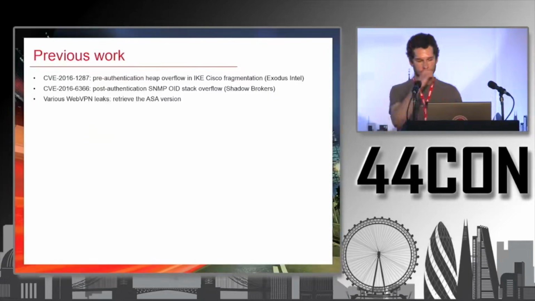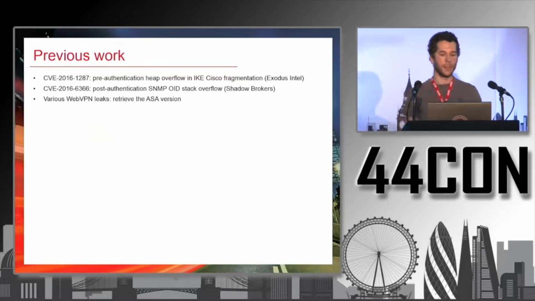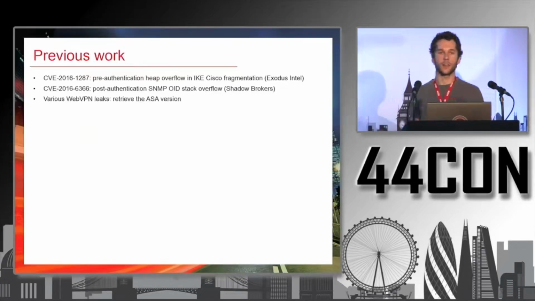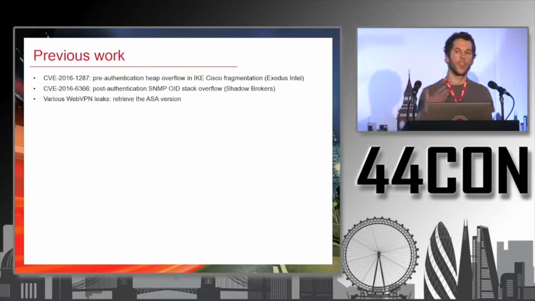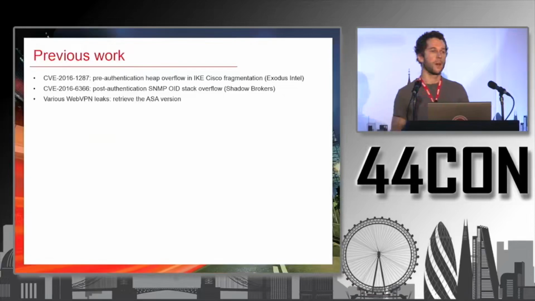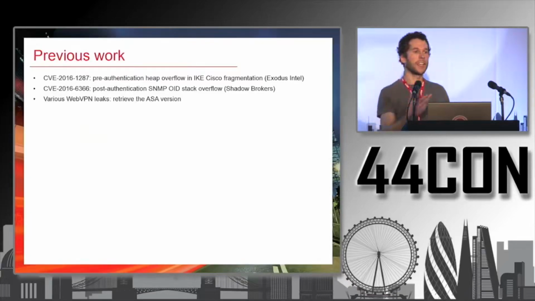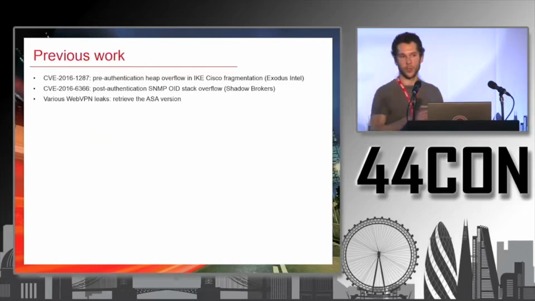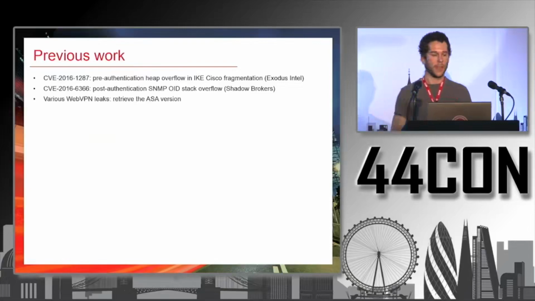So we basically looked at the Exodus Intel IKE heap overflow in the Cisco fragmentation payload. This bug is, in my opinion, quite important in that it's pre-authentication, because IKE is used to establish a VPN to your network. IKE is the protocol to actually negotiate this VPN. Once you've established your connection, you're not using IKE anymore. But here it's IKE itself, so it's pre-auth.